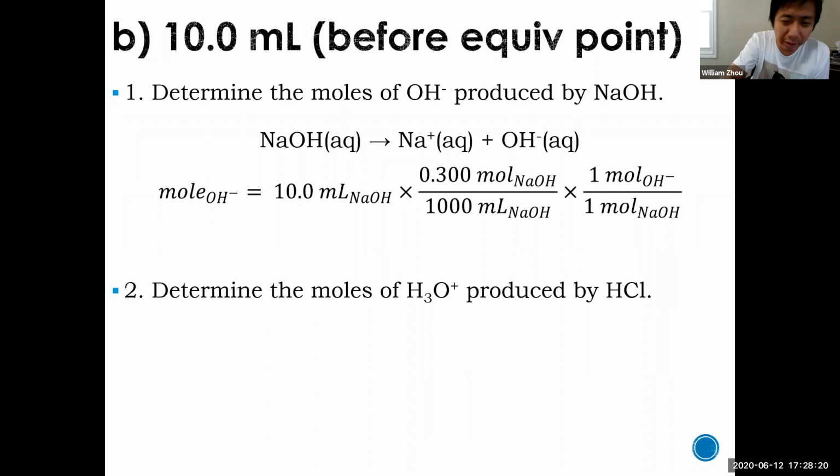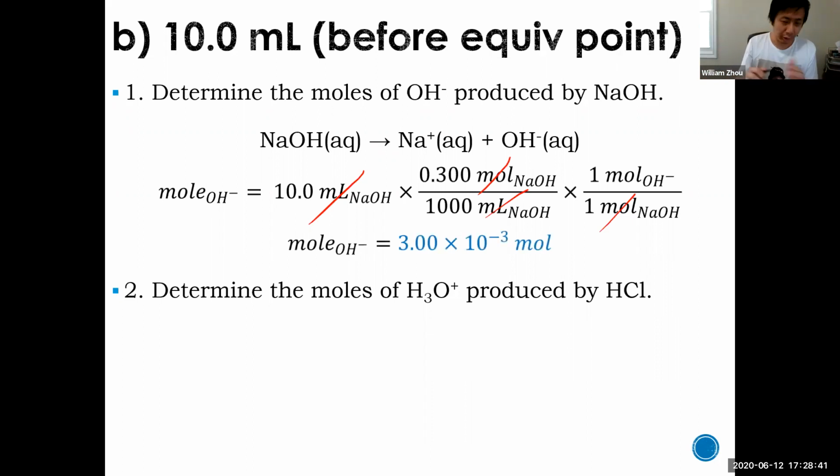So I have 10 milliliters of base. I cancel with the 1,000 milliliter in the denominator in the concentration. Now I have moles of sodium hydroxide. I need hydroxide, not sodium hydroxide. It's a 1-to-1 ratio, so the numbers should be the same. You get this, 3 times 10 to the negative 3 moles. Okay, that is the amount of hydroxide ions I have in the solution. It came from sodium hydroxide I added.